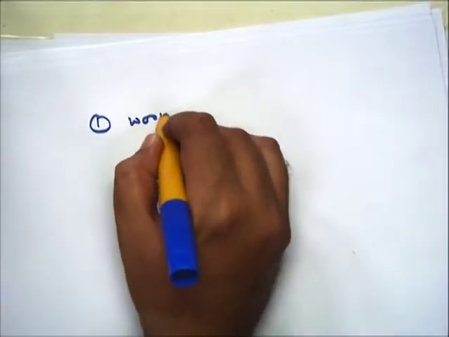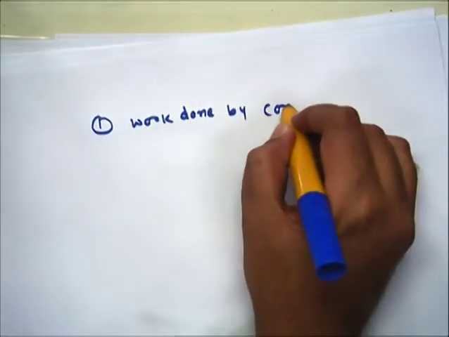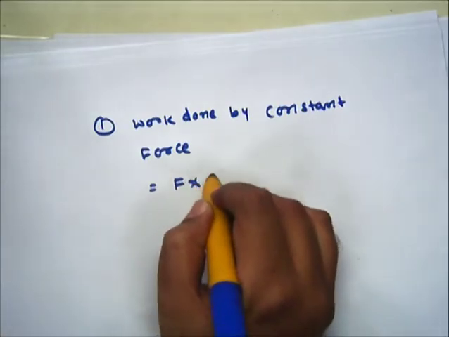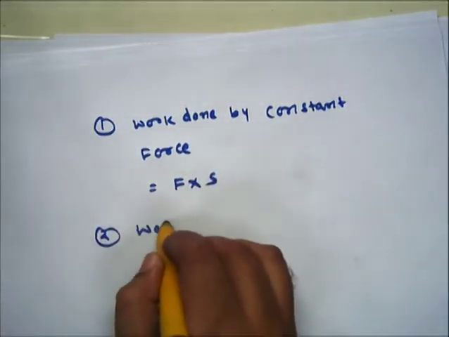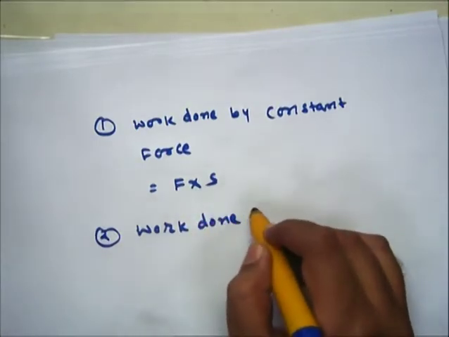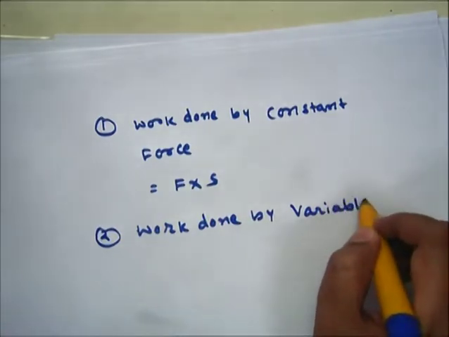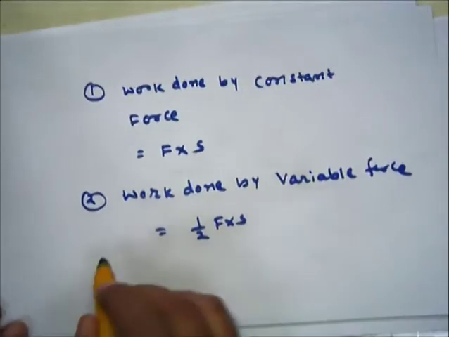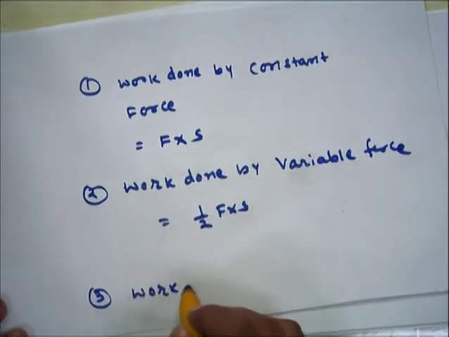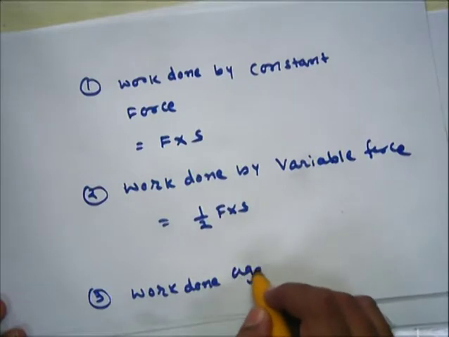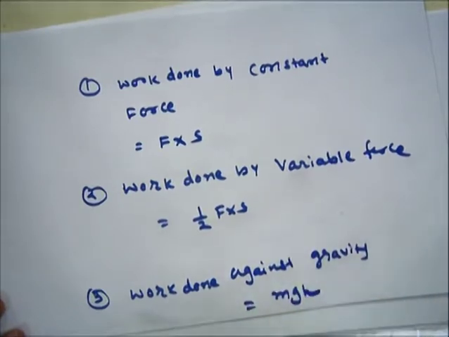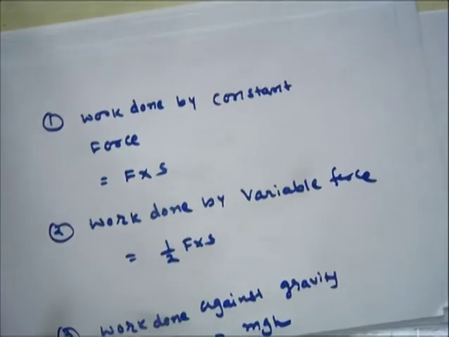Up till now we have discussed three cases. First case, work done by a constant force, that is F into S. Second case, work done by a variable force, that is 1/2 F into S. And third, work done against gravity, that is mgh. So I think all three cases are clear to you.